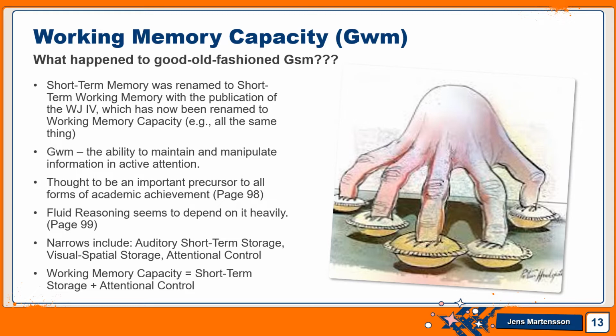Then there's working memory, and I always thought, when I first started as a diag, that's what we called it, short-term memory. And then they started saying WM and all this stuff, and I got confused. So in the book, it actually says that short-term memory was renamed to short-term working memory when the WJ4 came out. And then it was renamed again, I don't know why, to working memory capacity, but basically it's all working memory, okay? It's all the same thing. So I'm just going to call it working memory.